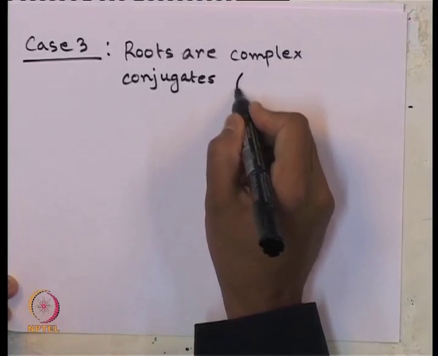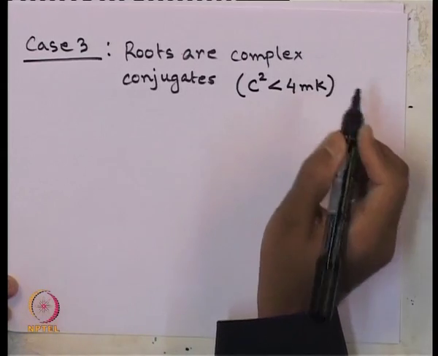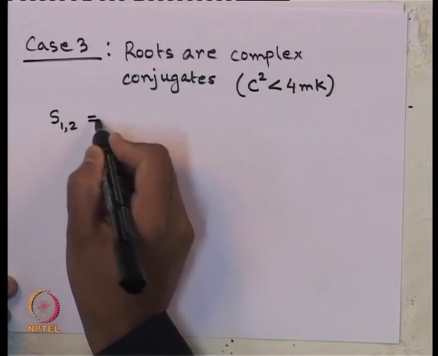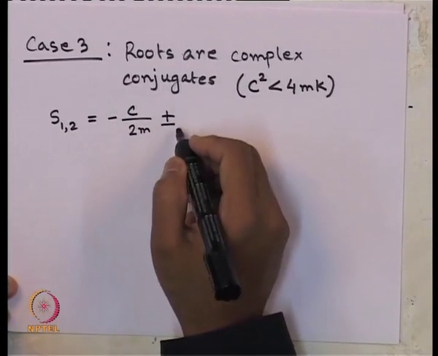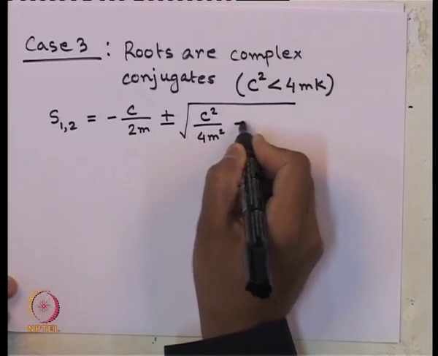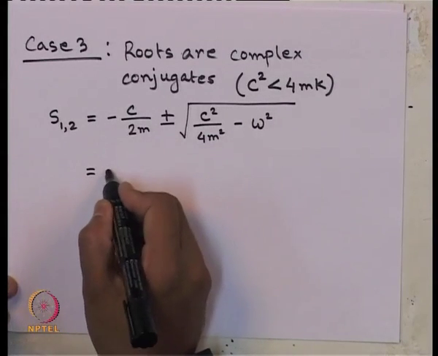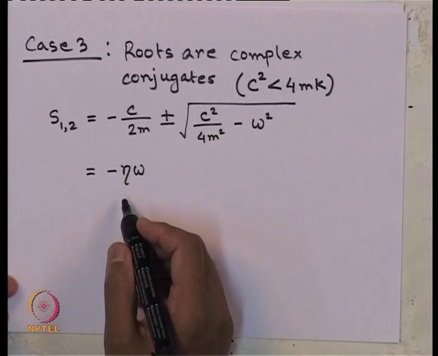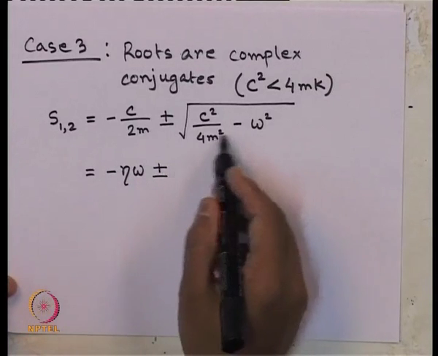The condition we have is c square should be less than 4 m k. Now, what are the roots we had? S1 and S2, that was minus c by 2 m plus minus root over c square by 4 m square minus omega square, which we can now express using our damping ratio eta. So, this is minus eta omega, as we have done for the previous case also, plus minus. Now, this is a negative term.